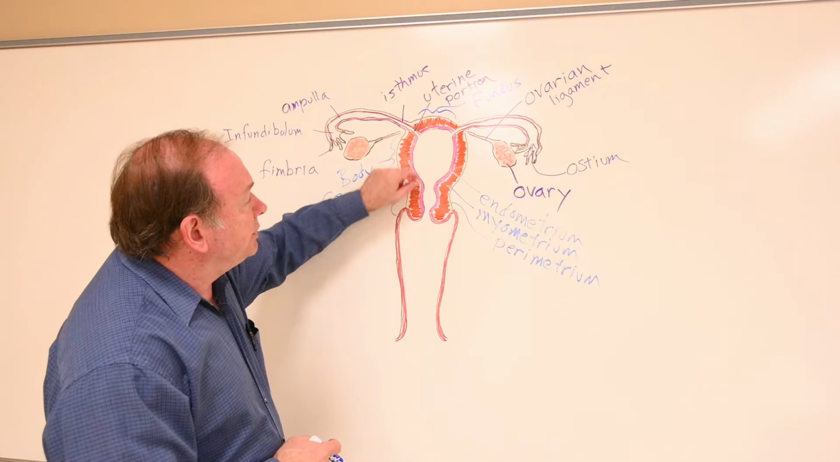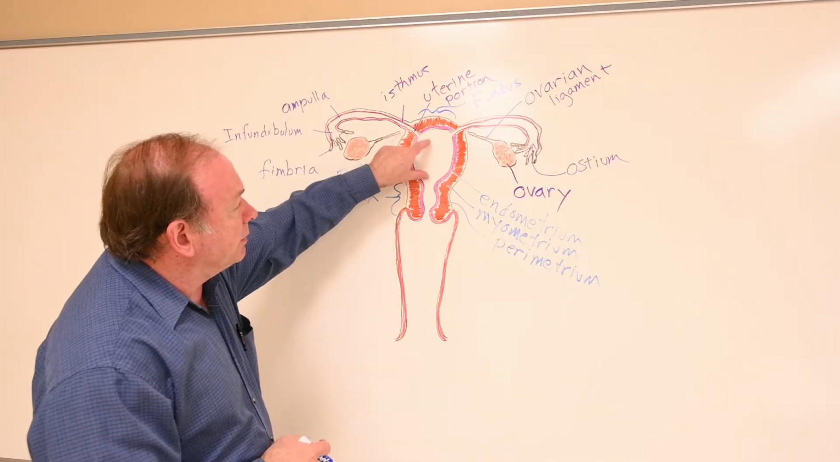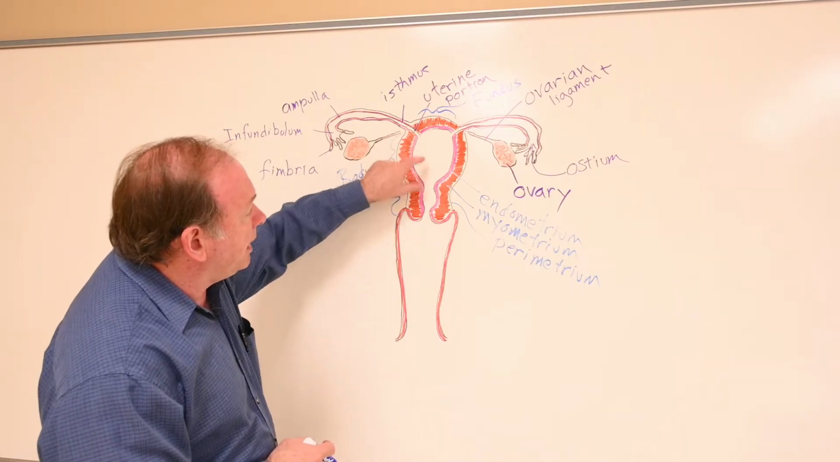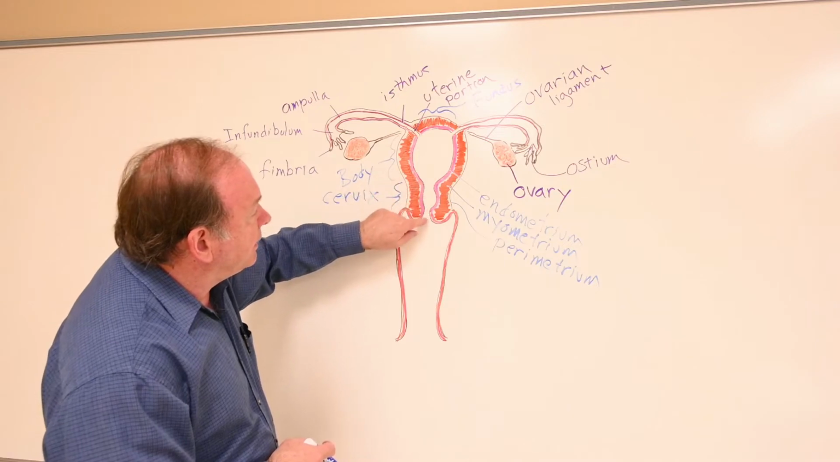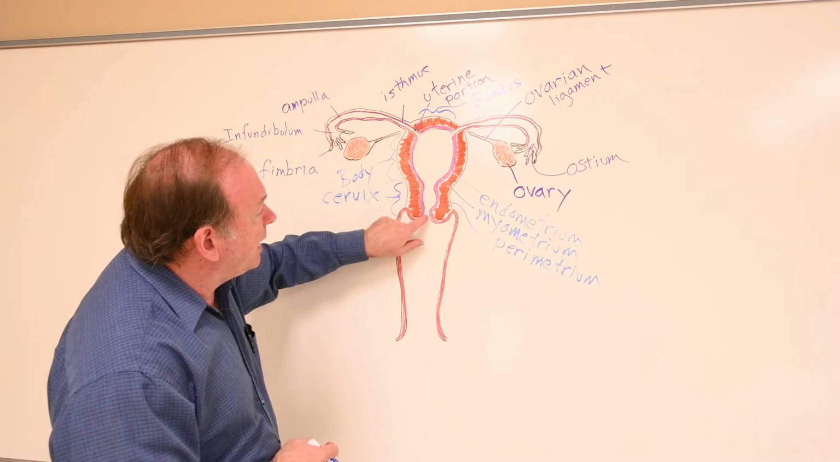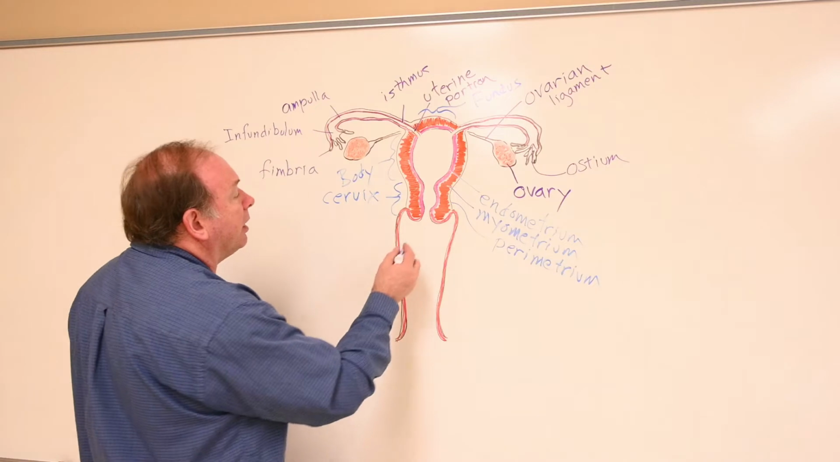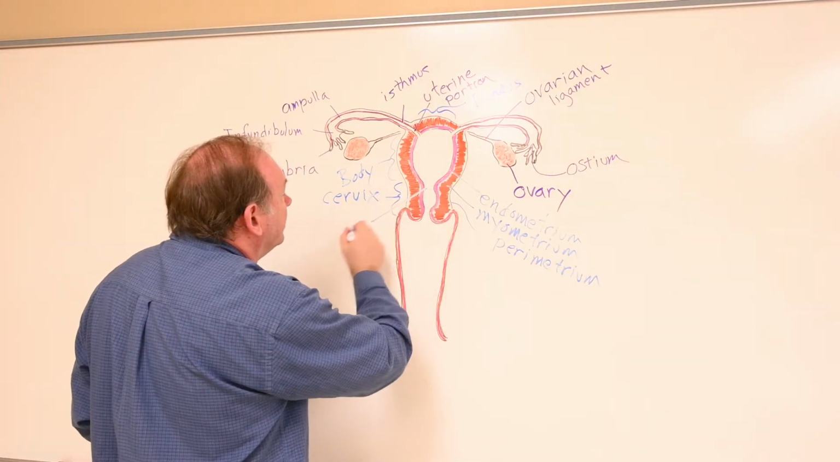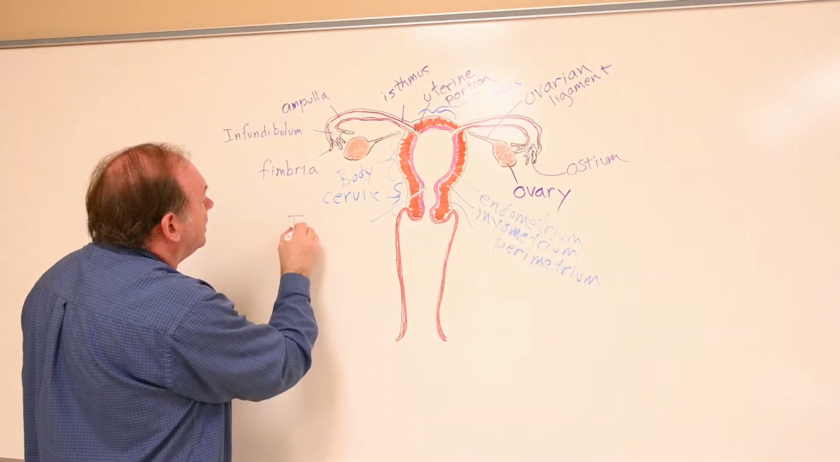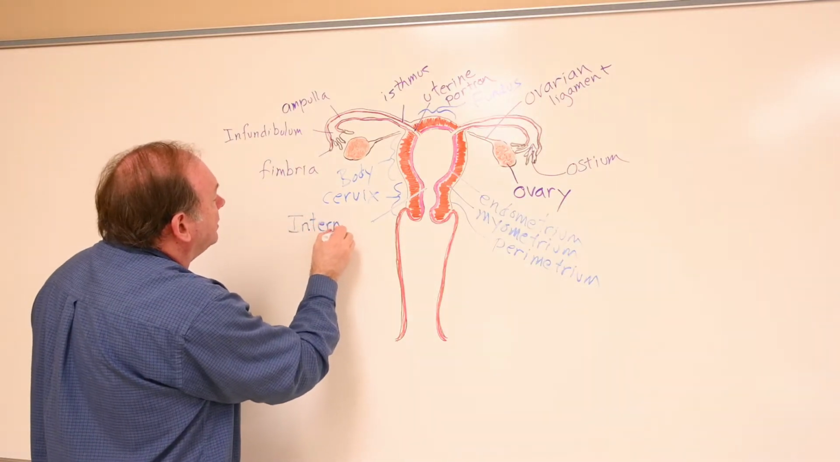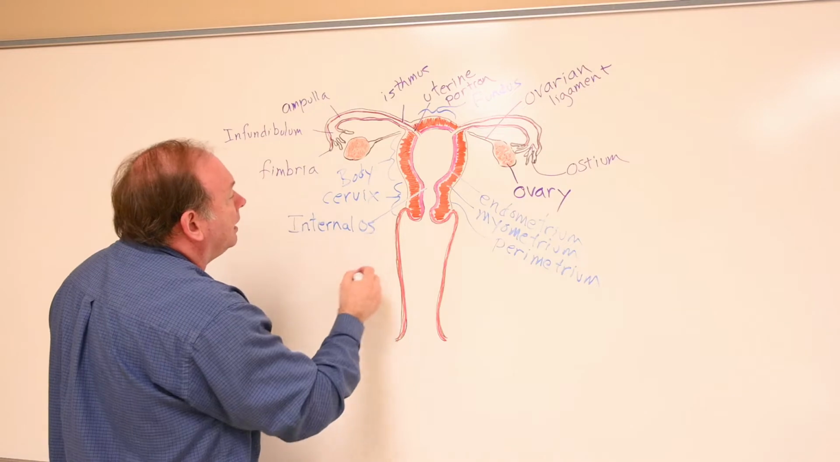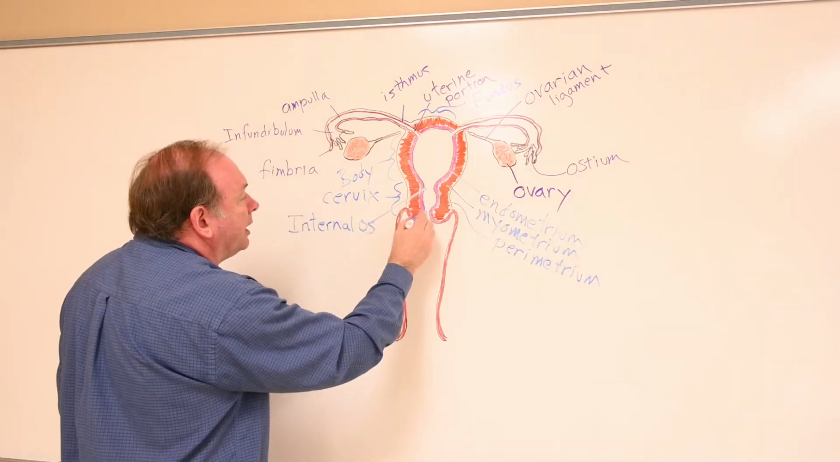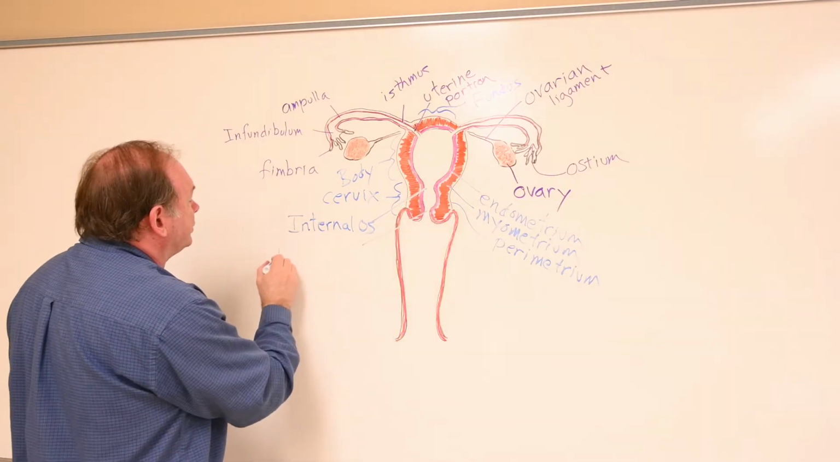Also in the uterus, below the main body chamber space, we have in the cervix an upper narrowing and a lower narrowing. They call this the internal os. And this second narrowing right here is the external os.